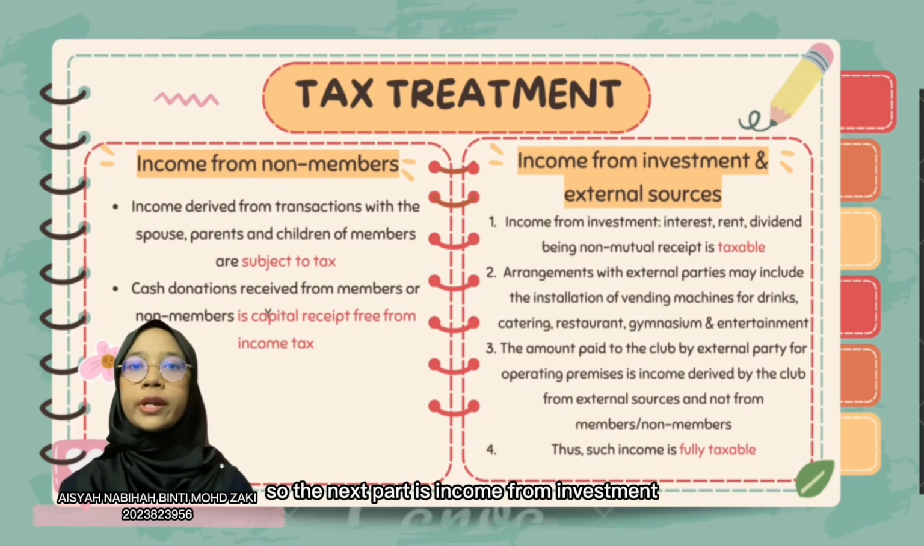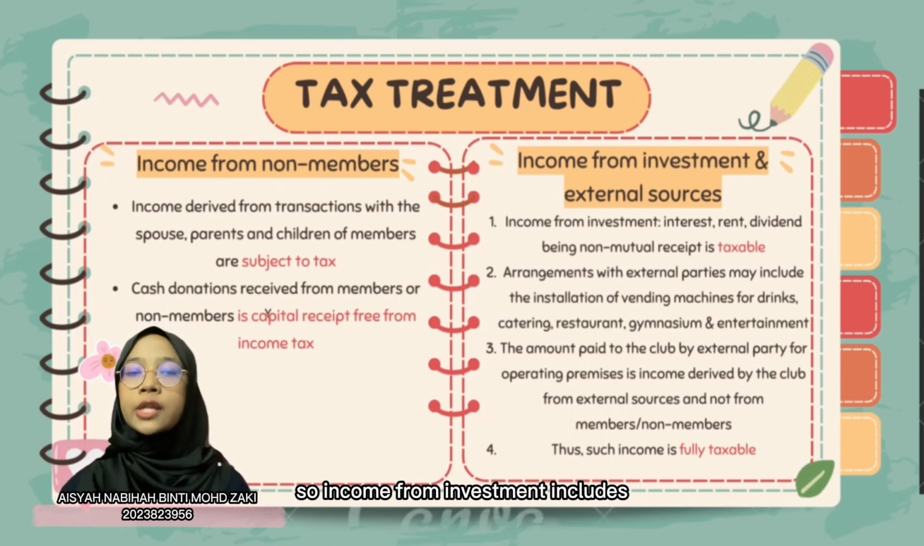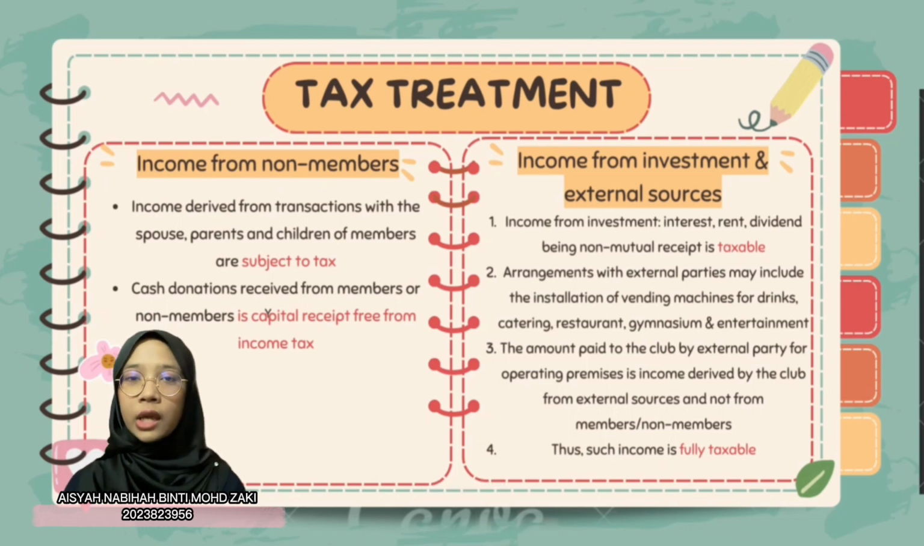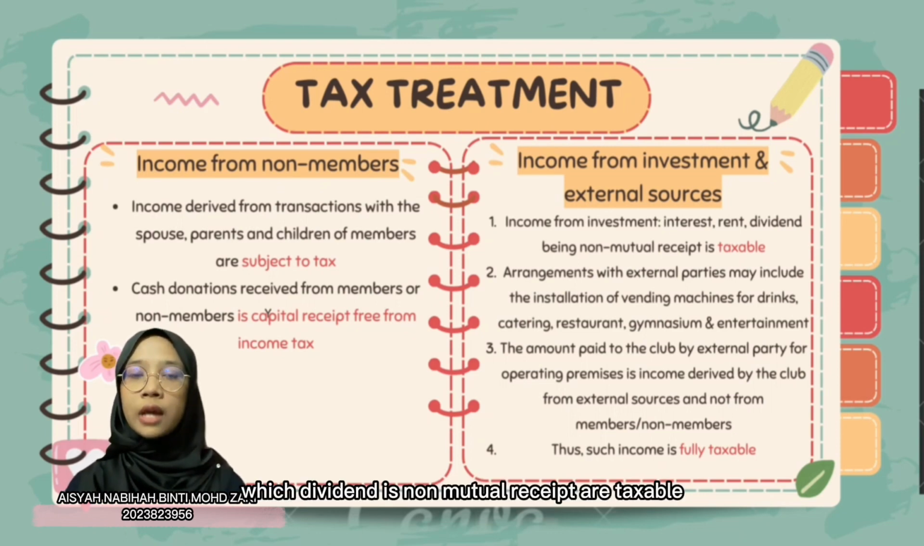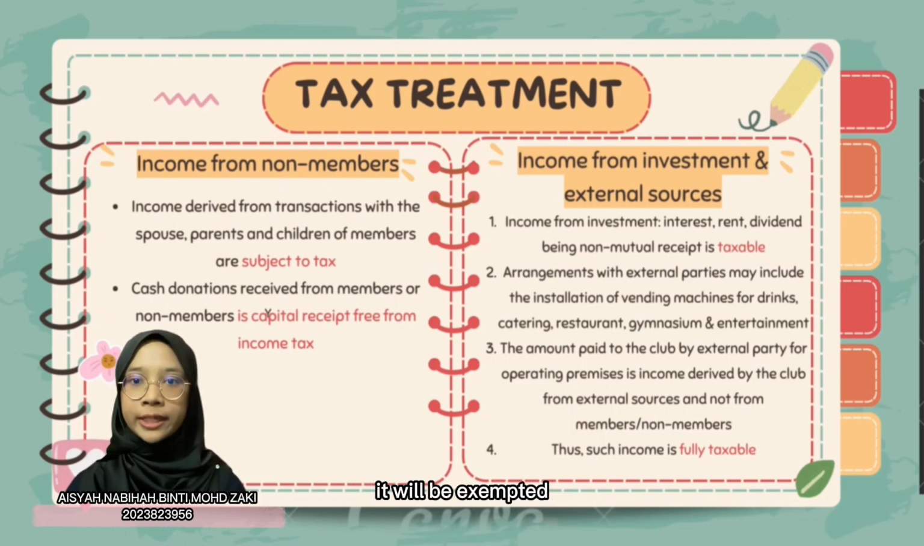So the next part is income from investment and external sources. Income from investment includes rent, dividend, and interest, in which dividend that is a non-mutual receipt is taxable. If the dividend is a single-tier dividend, it will be exempted.